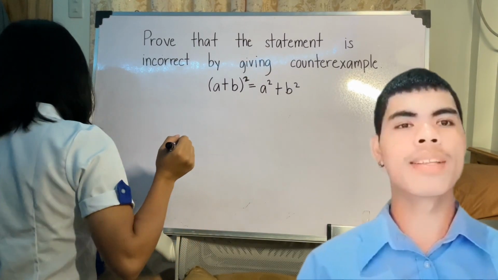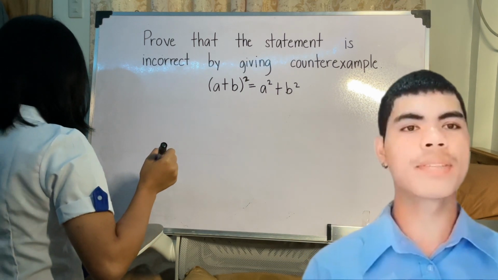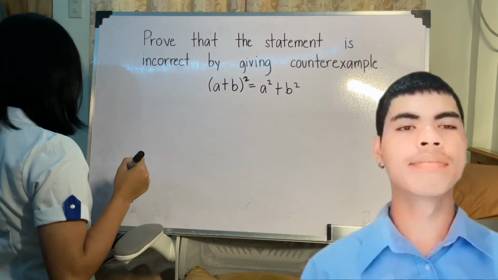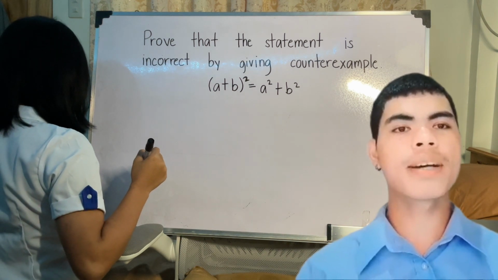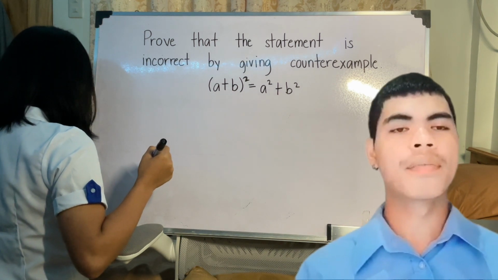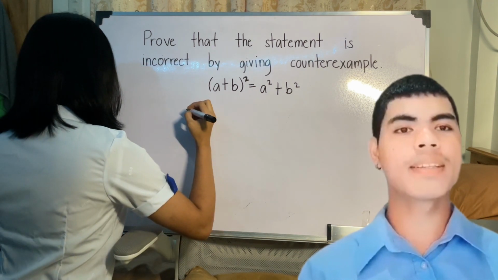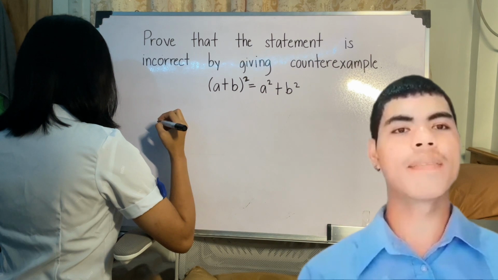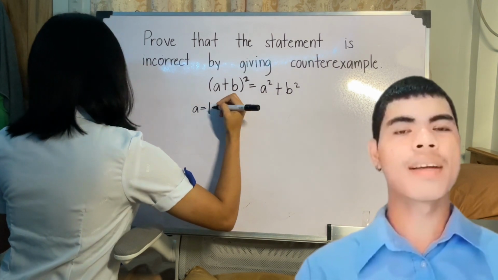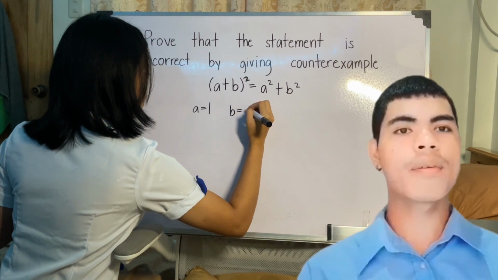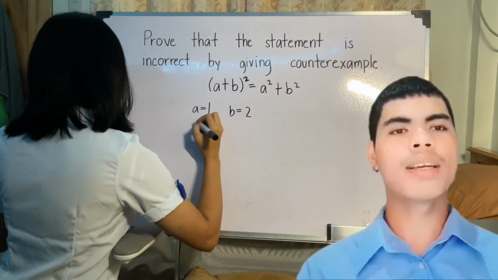Now, for another example, we have the quantity a plus b squared is equal to a squared plus b squared. Same process, we're going to find just one case that will make the whole statement false. Now we're going to let a equal 1 and b equal 2.